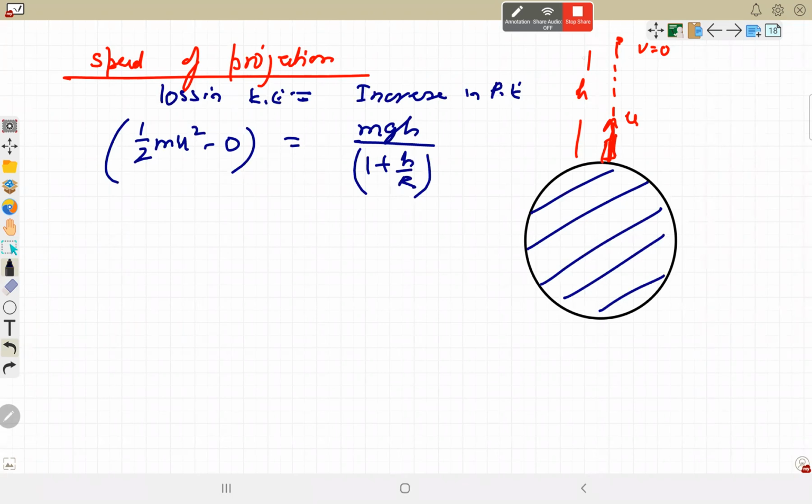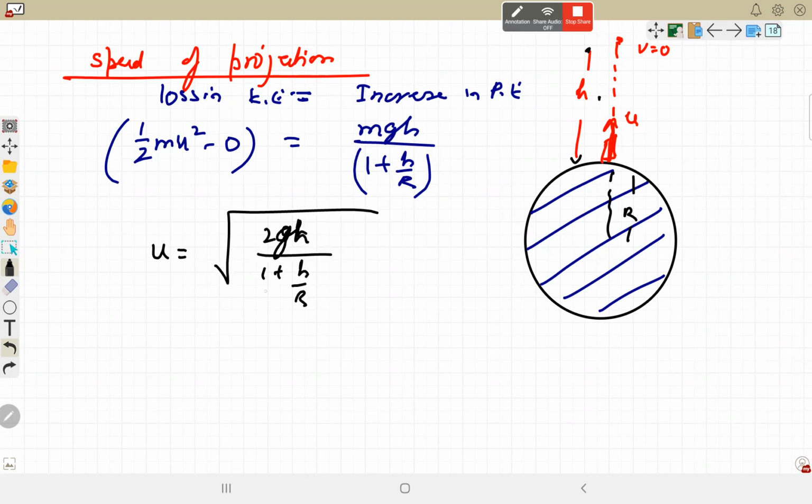Similarly, the opposite: if we drop a particle from height h, then with what speed will it strike the Earth's surface, or at some point in between? We can apply the same formula. So from here you will get the speed as root of 2gh divided by 1 plus h by R.